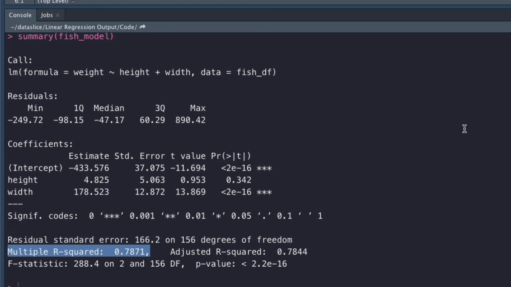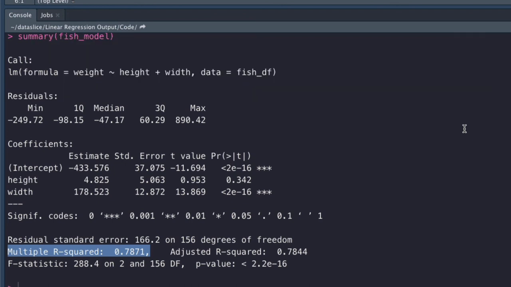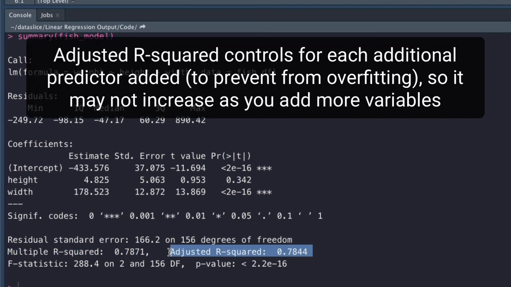The multiple R-squared will show you the amount of variation in the response variable explained by the predictor variables, like I mentioned before. And if you were to keep adding more predictor variables, the R-squared would essentially always increase, because predictors will always explain some portion of the variance. But this doesn't necessarily mean the model is getting better. It could just be that you're overfitting to your data. Now the adjusted R-squared, on the other hand, controls against this increase, and it adds penalties each time you add another predictor to the model.